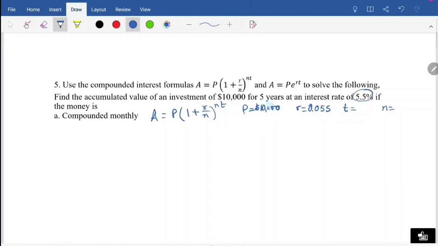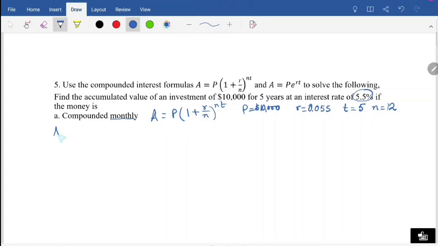T is the number of years, therefore 5, and N is the number of times per year it's getting compounded, all right? So it says here it's compounded monthly. So how many months in a year? 12. So the number of times it will get compounded is 12. So N is going to be equal to 12. So now that we have extracted all the data from this problem, let's just plug those in to the formula.